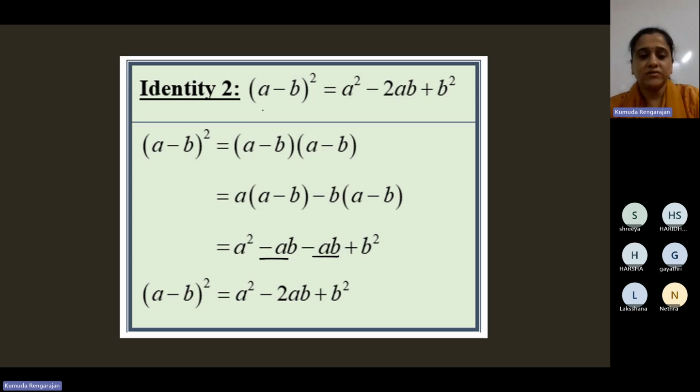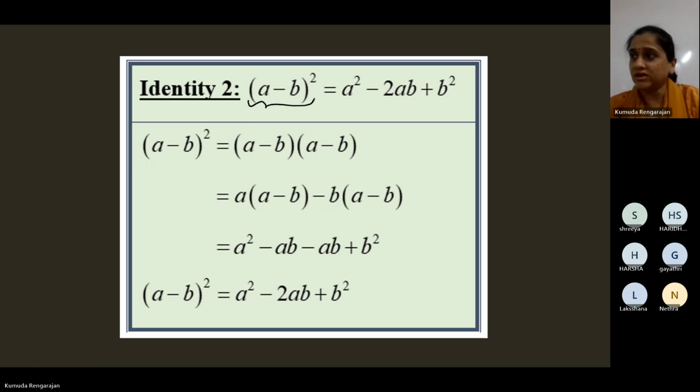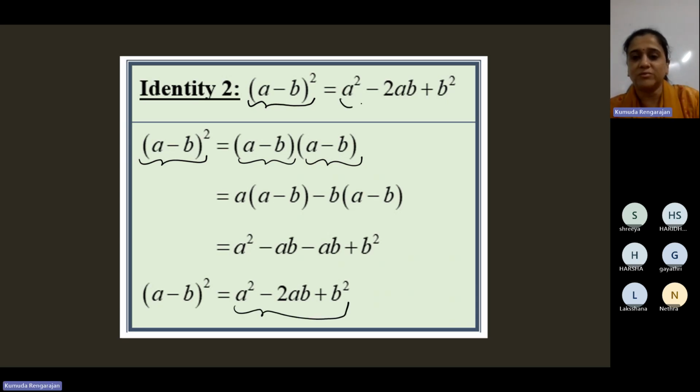Everywhere we did that. See, we took up the LHS, a minus b the whole square. This is the identity. To derive this identity, we take up only the left-hand side, a minus b the whole square. What is a minus b the whole square? A minus b into a minus b. Then we find the product. And you see that the result is a squared minus 2ab plus b squared, which is the RHS.